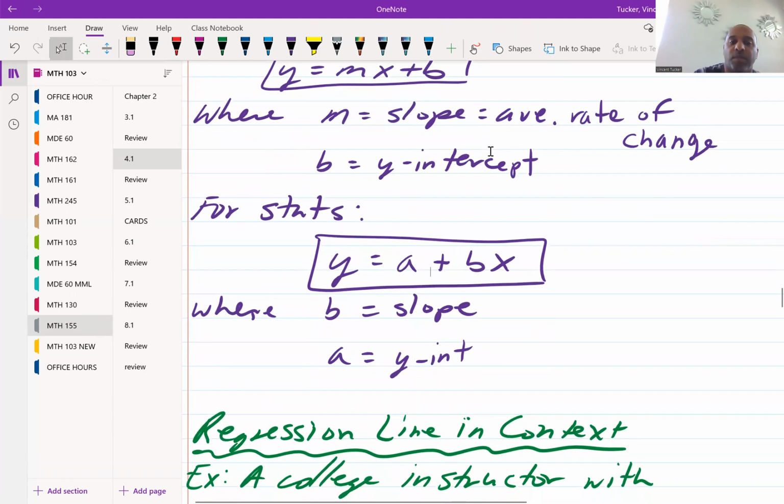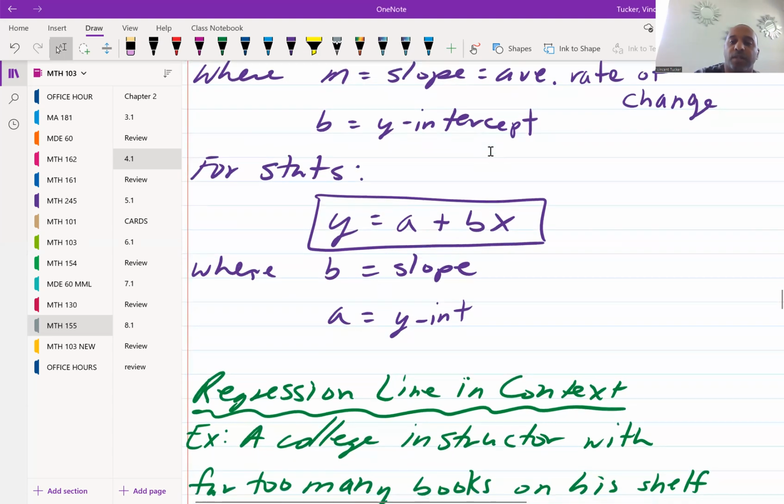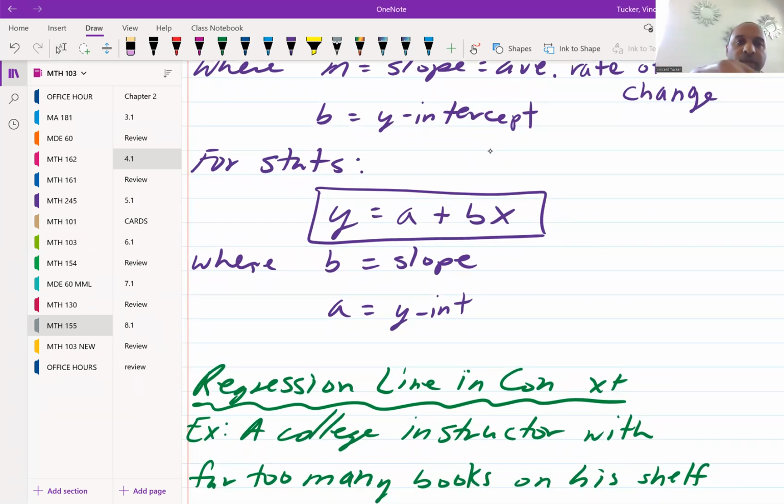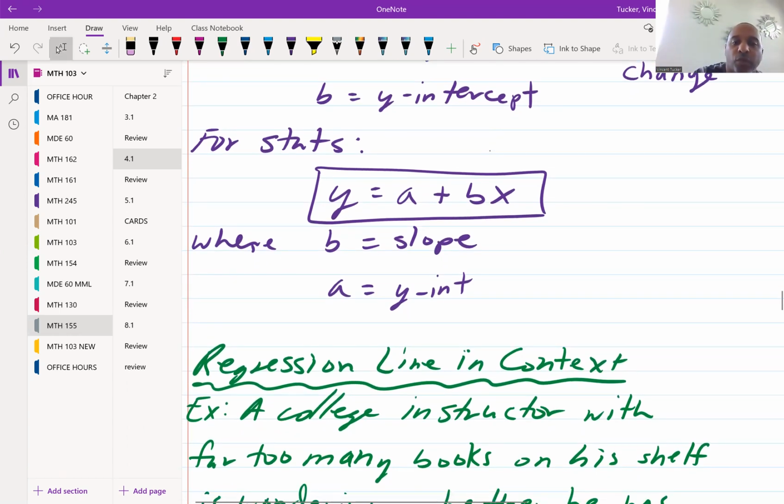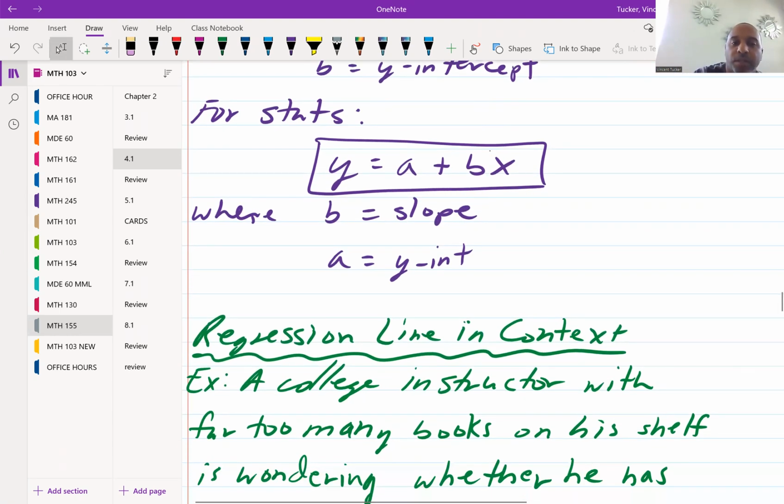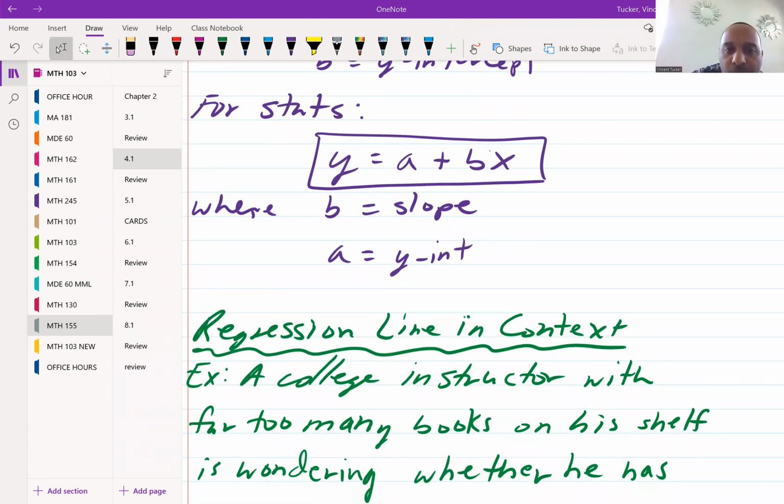I'll scroll up. Let me know if I go up too far. So we're looking at the regression line in context. And is it a equal y minus? No, that's y-intercept. That's just y-intercept. So that's not a formula. That's just how you label your y-intercept.